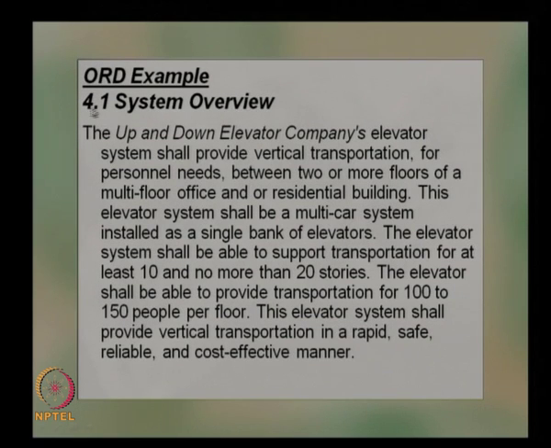We will provide a system overview as an introduction. The Up and Down Elevator Company, you can give any name to the company. The Up and Down Elevator Company's elevator system shall provide vertical transportation for personal needs between 2 or more floors of a multi-floor office and or residential building. This elevator system shall be a multi-car system installed as a single bank of elevators. The elevator system shall be able to support transportation for at least 10 and no more than 20 stories. The elevator shall be able to provide transportation for 100 to 150 people per floor. This elevator system shall provide vertical transportation in a rapid, safe, reliable and cost effective manner. So that is a very brief overview of the system we are going to design.